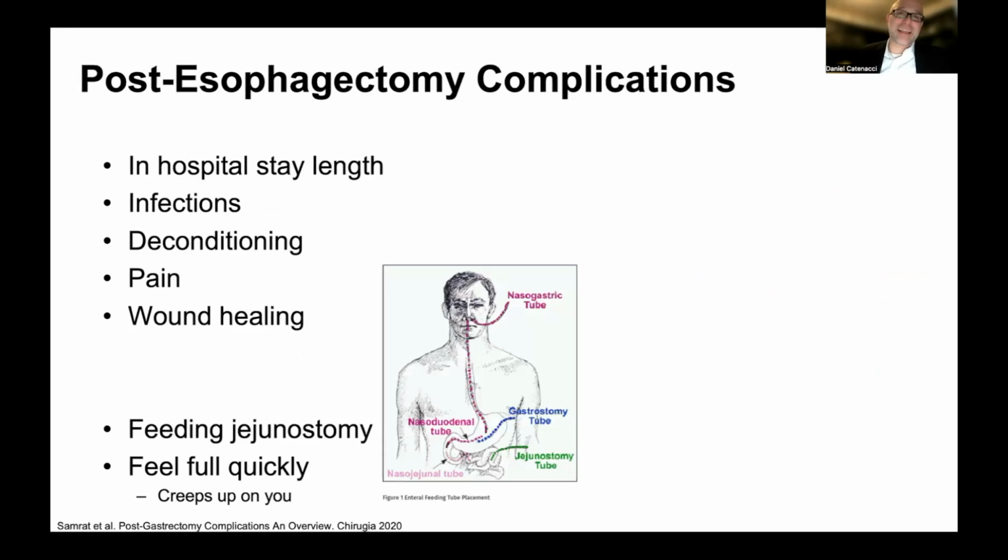Similar to post-gastrectomy complications, post-esophagectomy have a lot of similar things to consider: hospital stay after the surgery, infections and risk for that, deconditioning, pain at the site of the incisions, and healing of those incisions. They could become infected. And then very much so worry about feeding. And so patients tend to have jejunostomy tubes placed as an insurance policy to help get them through the weeks and months after surgery until they're able to eat on their own.